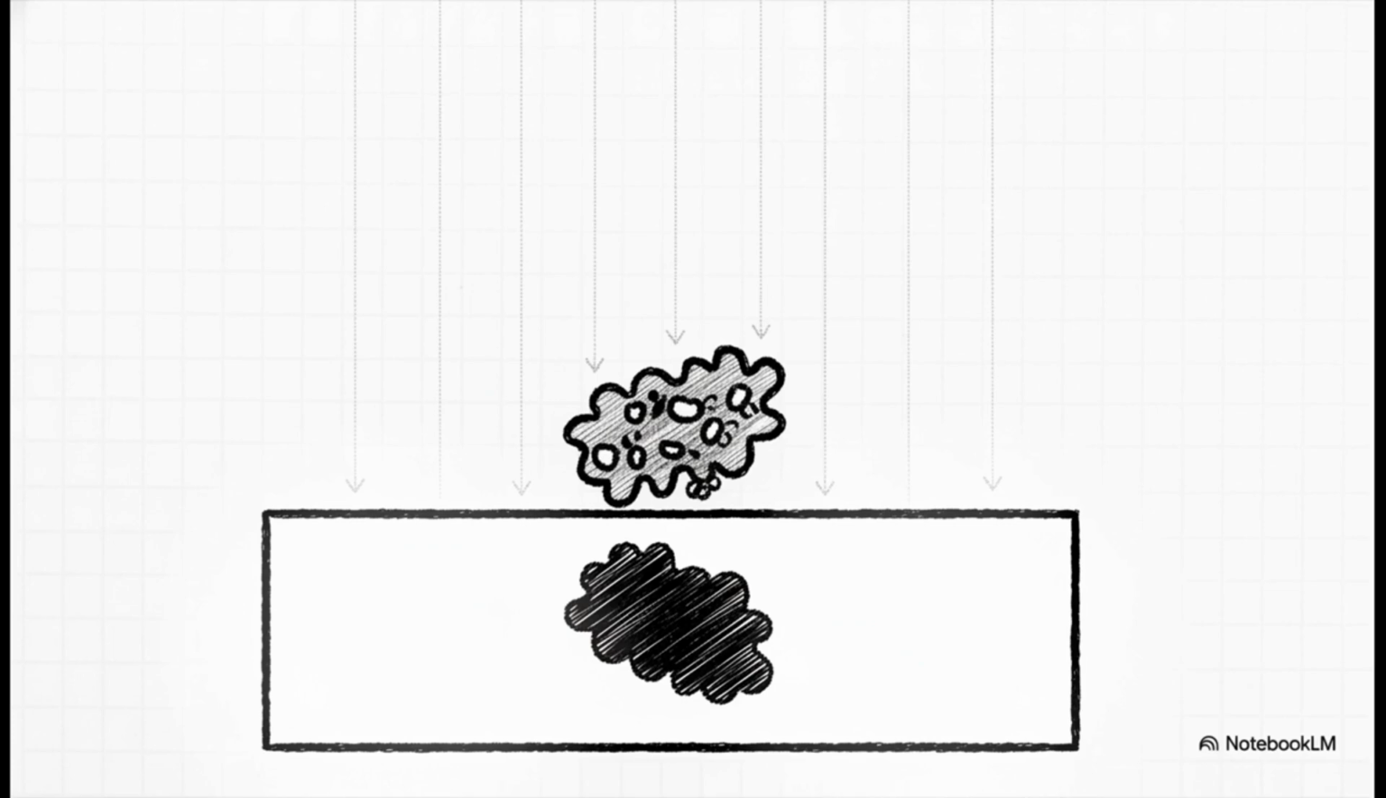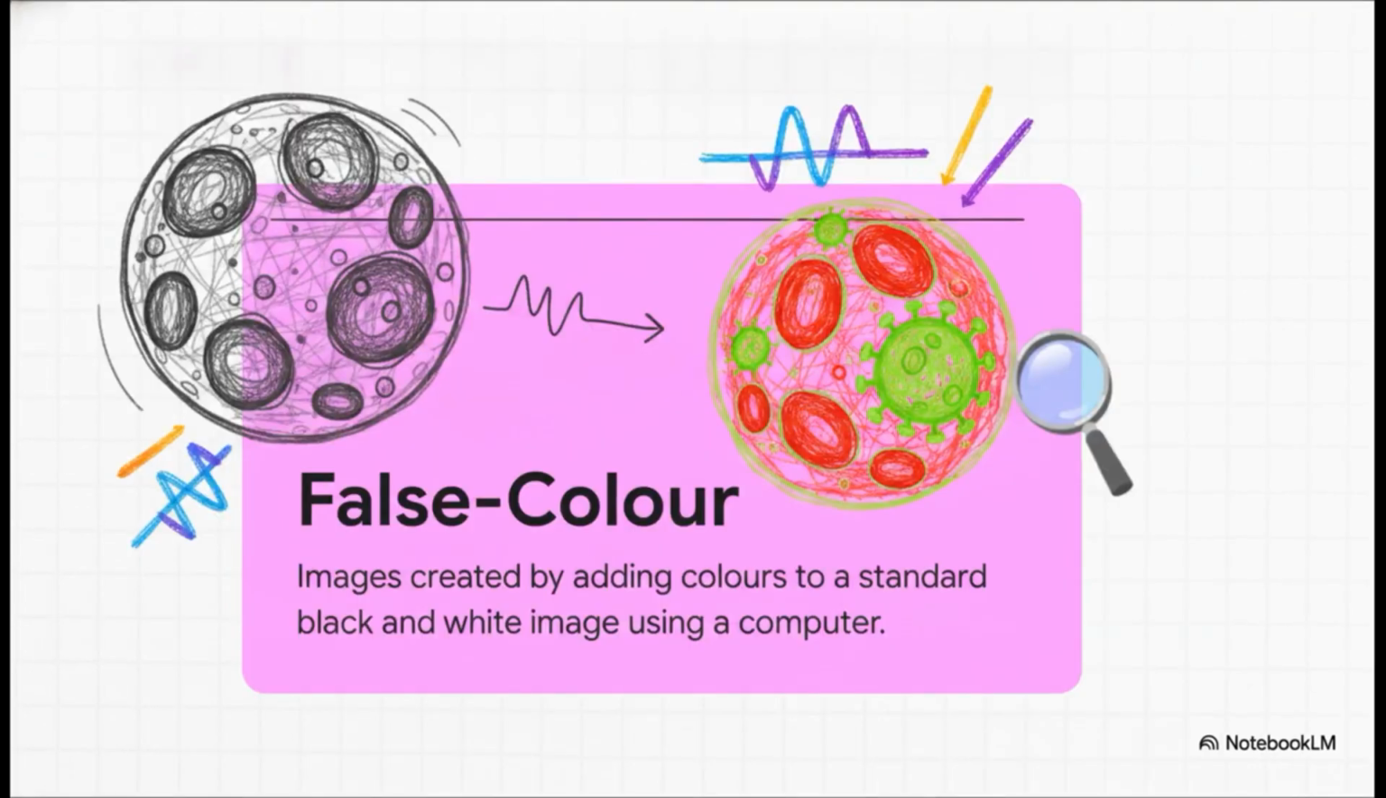The technology projects the electron beam onto a fluorescent screen. Wherever those electrons hit the screen, it shines brightly. Areas where electrons were blocked by the denser parts of the specimen remain dark. This creates a highly detailed overall black and white picture of the microscopic world. So the really crucial takeaway here is that electron microscopes only produce black and white images.